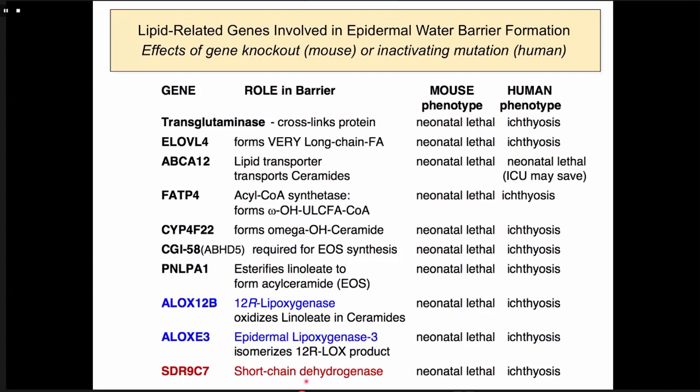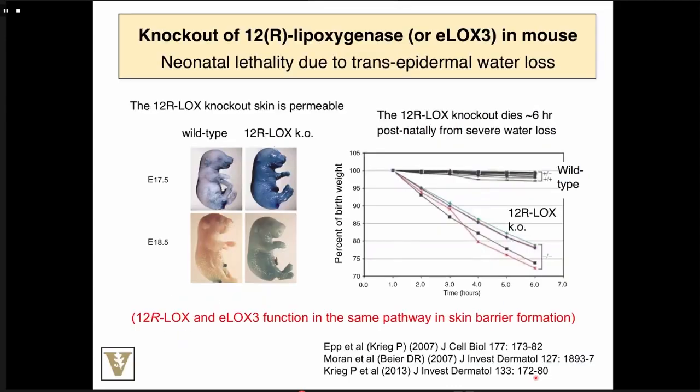It takes this epoxy hydroxy product and makes the epoxy ketone. Now we knock out any of these enzymes individually. The mouse pups die of dehydration within hours of birth, and the humans, in those rare cases where they have the mutation that inactivates them, get this ichthyosis, hyperproliferative skin.